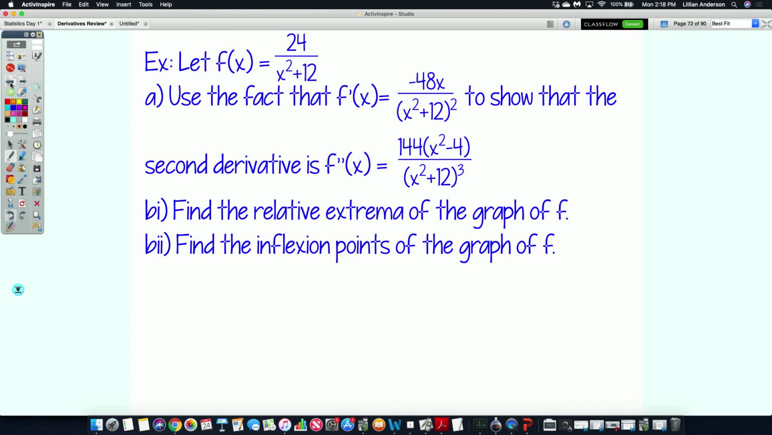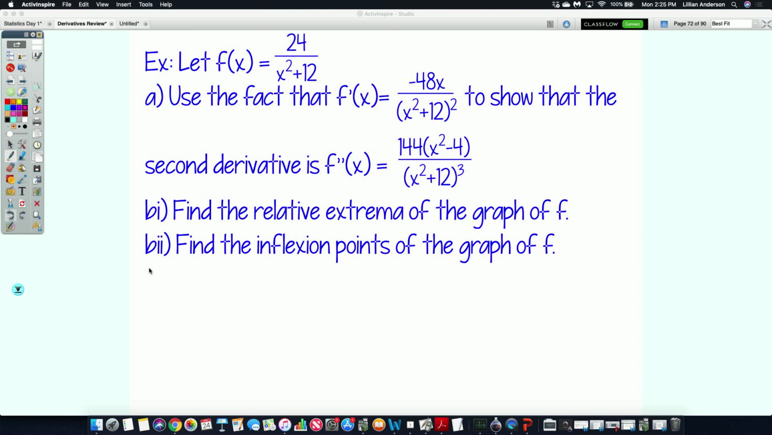All right, so we're going to do this particular problem, and I'm going to leave you guys to it. I'm going to give you 6 minutes. Okay, here we go. So you have to use the fact that the first derivative is given to you to show that the second derivative is given to you.